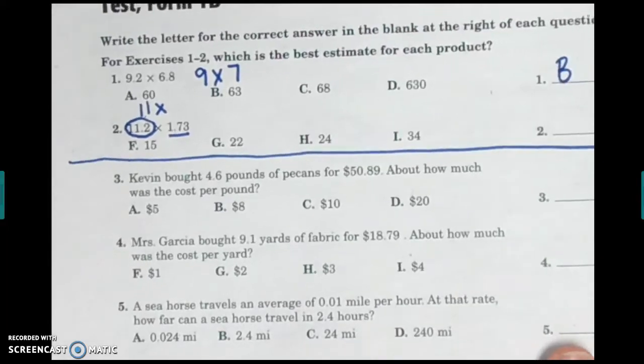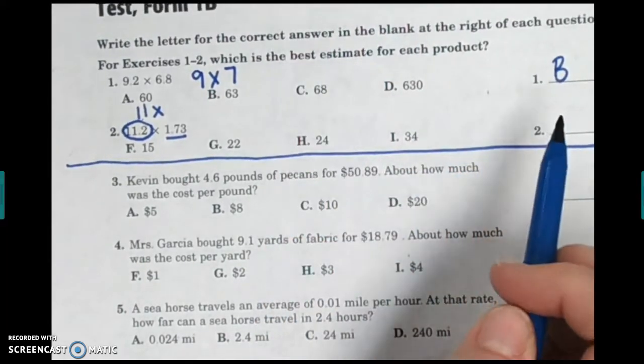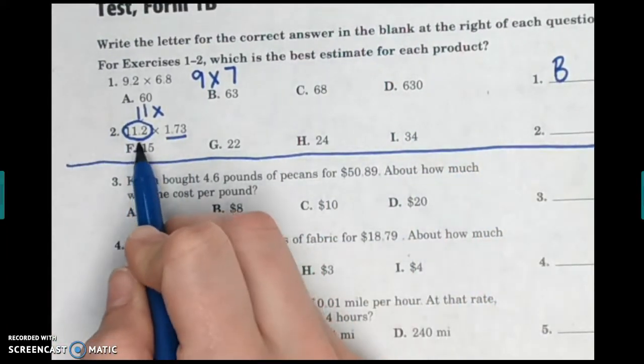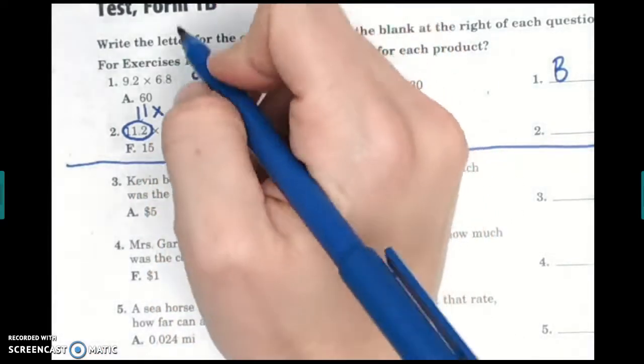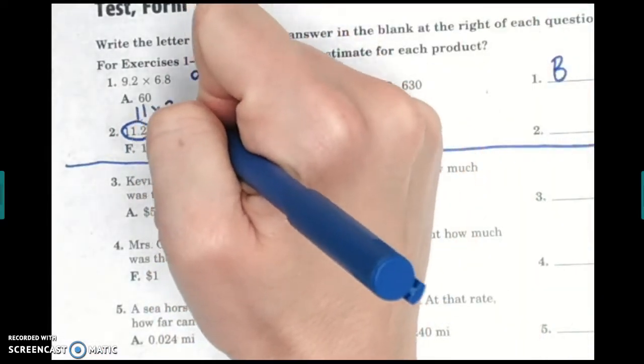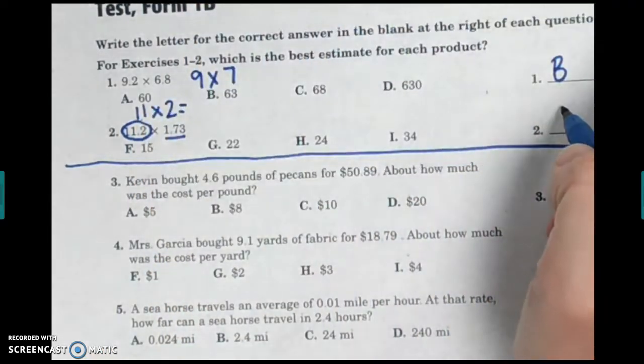Okay, so again, number 1, we changed to 9 times 7 and got B. But on this one, we're going to change 11.2 to 11, 1.73 to 2. And so your answer should have been 22.